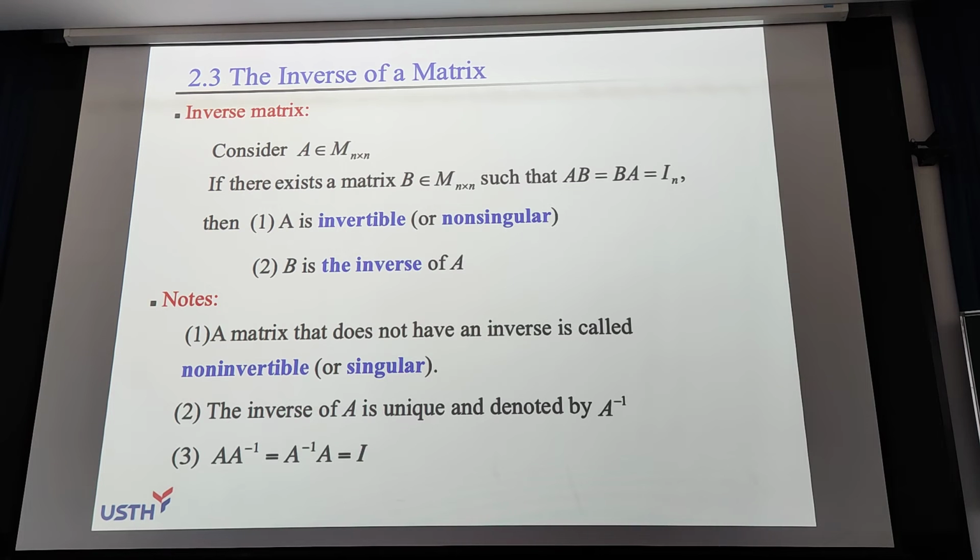And in case we can find a matrix B satisfying that, matrix B will be unique. And because of that, the inverse of A, if it exists, will be denoted by A to the power minus 1.